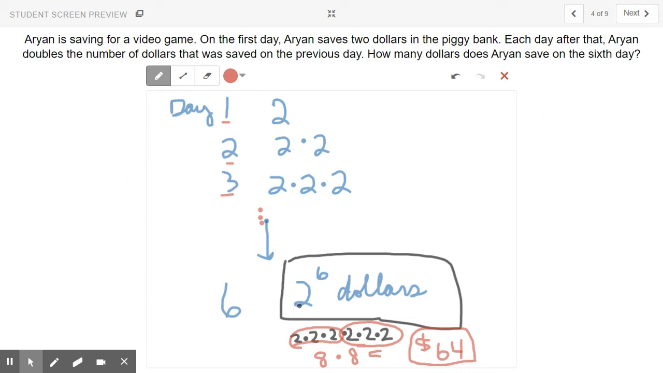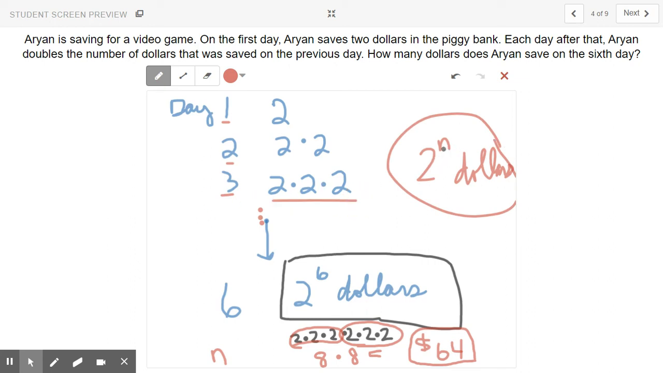Now, what if it asks you, what about day N? With that, all we know is whatever the day number N represents, that's how many 2's we would have. So then my answer would be 2 to the nth power dollars. And then N would be any integer they would give us. So if N equaled 3, it'd be 2 to the 3rd. If N equaled 5 or day 5, 2 to the 5th, like that. So sometimes you may see where they ask, what about day N?